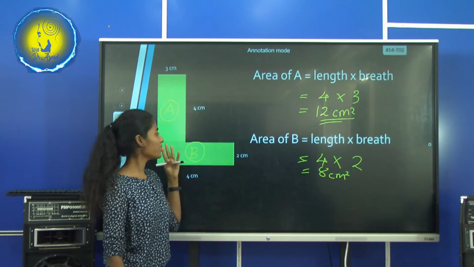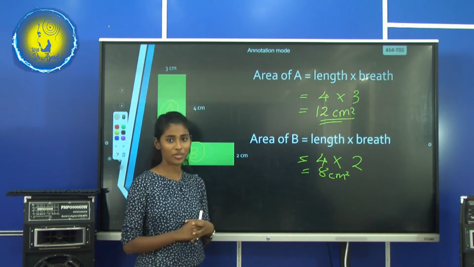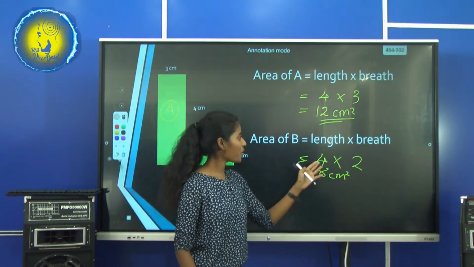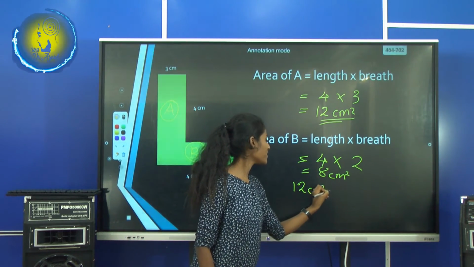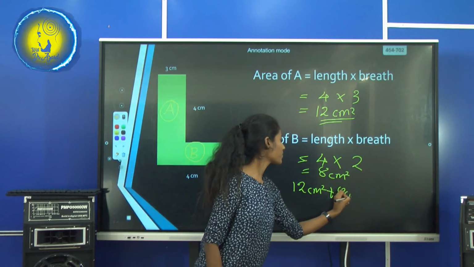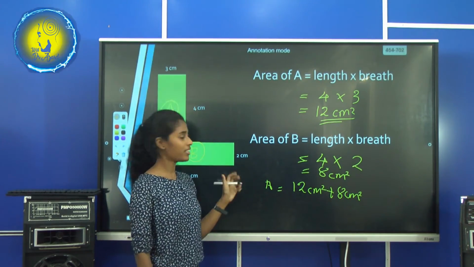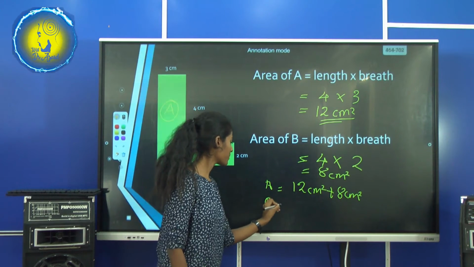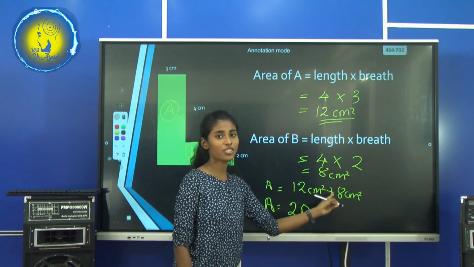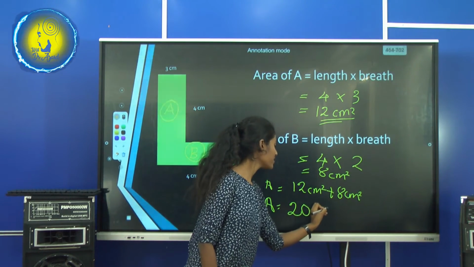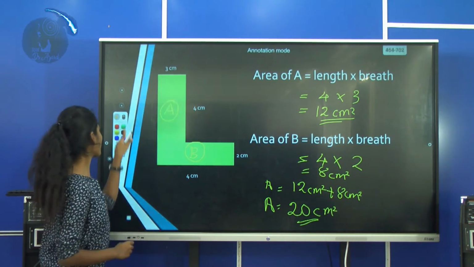Now here we have found the areas separately. Now we have to add those areas together. How? 12 square centimeters plus 8 square centimeters. So, the area of the total figure equals 20. 12 plus 8 how much? 20 square centimeters. Understood? Okay.